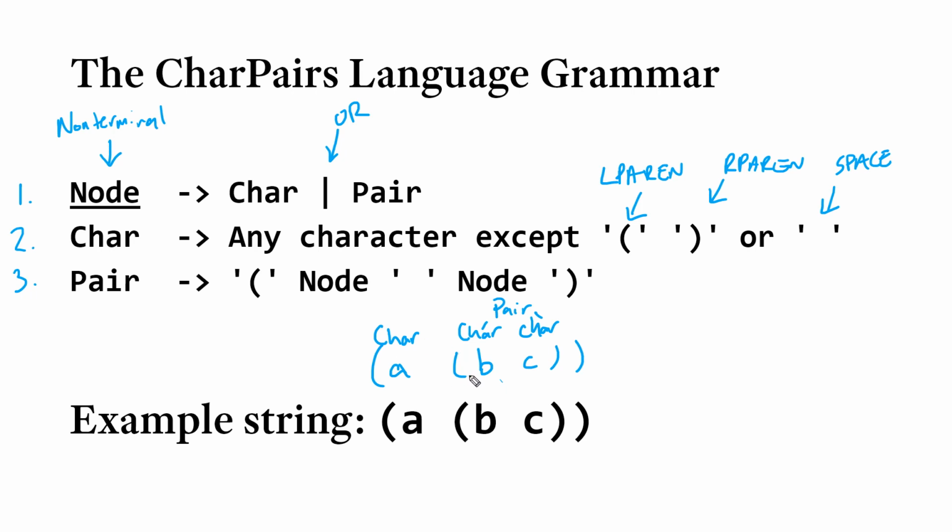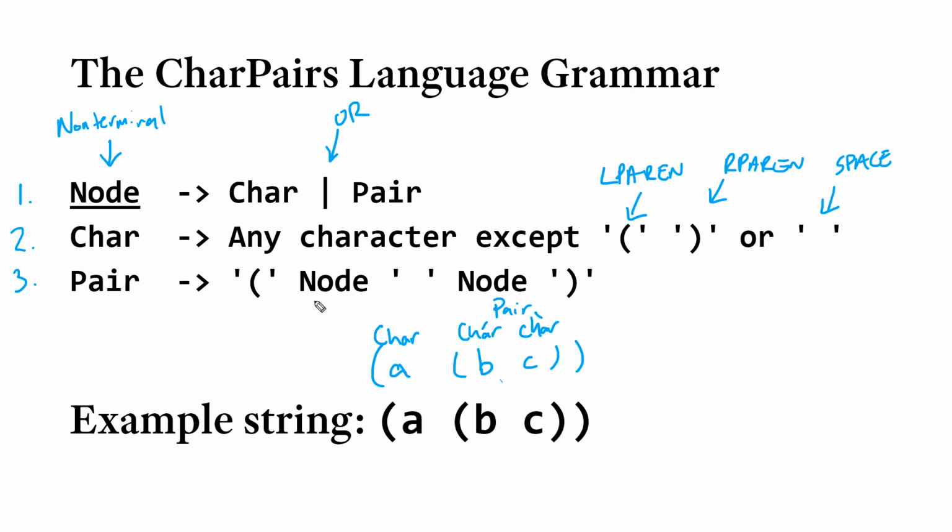Right? And so when we get to the point of asking, okay, well, let's go parse a node. How do we know if a node is here? Well, we go back to our rule that describes a node, and it can either be a char or a pair. Well, we have an opening parenthesis here, so it must be a pair, right?